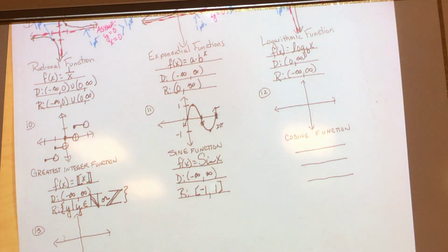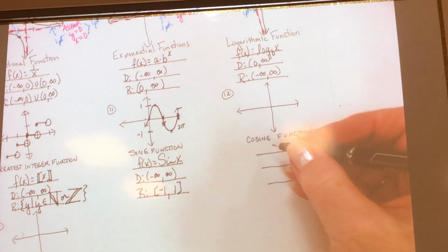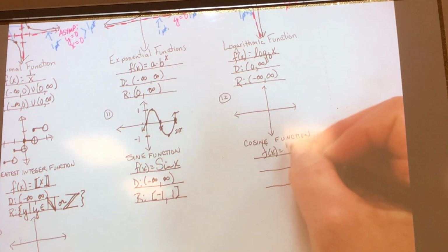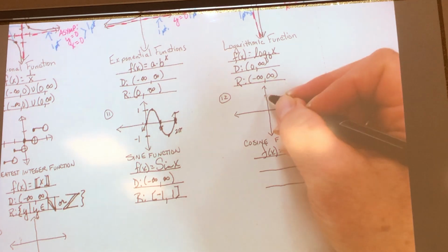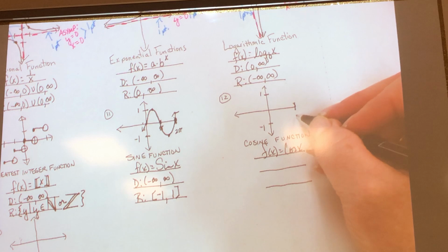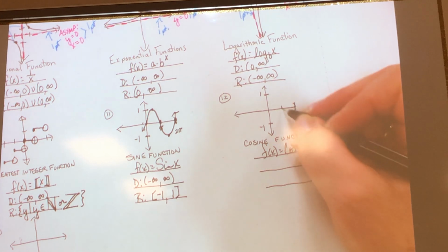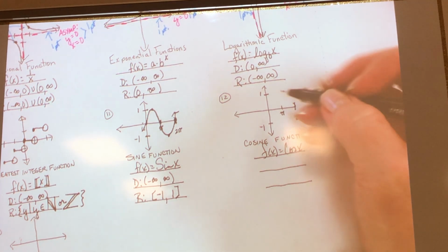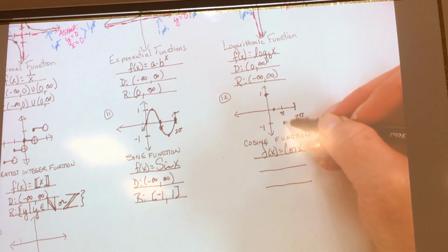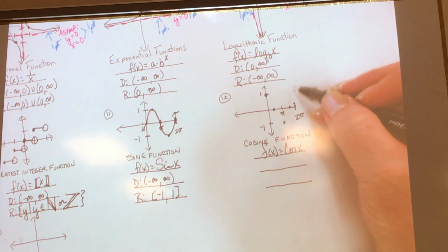Anybody got a question? Okay, we're gonna do cosine. Cosine is f of x is equal to cosine of x. He goes up to 1, he goes down to negative 1. He also has the period of 2 pi. He starts at the top, then goes to the middle, down to the bottom at pi, back to the middle and up to the top.